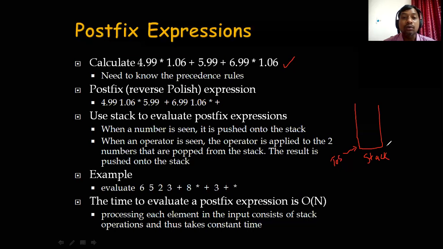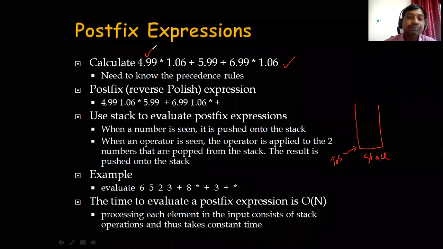Now we'll read the infix expression component by component, number by number. The first component here is 4.99. We'll read that number, an operand. As and when you read an operand, you push it onto the stack: 4.99.